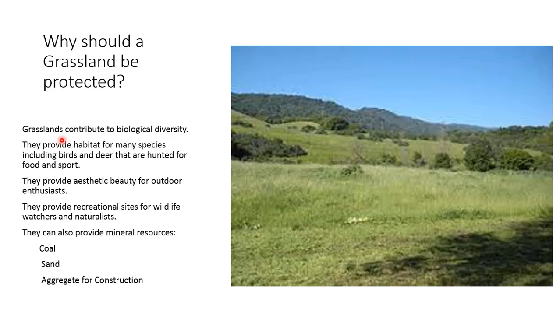Well, grasslands contribute to the biological diversity of an area, which we've talked about before. Having different types of plants and different types of animals in an area, the more there are, the better it is for an ecosystem. They provide habitat for many species, including birds and deer that are hunted for food and sport. So not only is it good for the ecosystem, it's also good for us, and we're part of the ecosystem also. We do obtain food and sport from these areas.